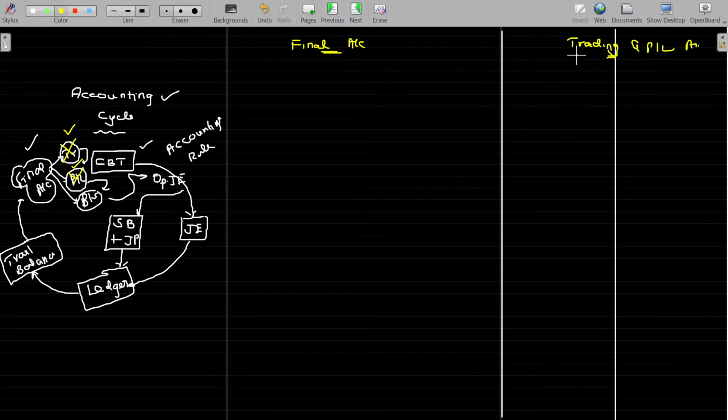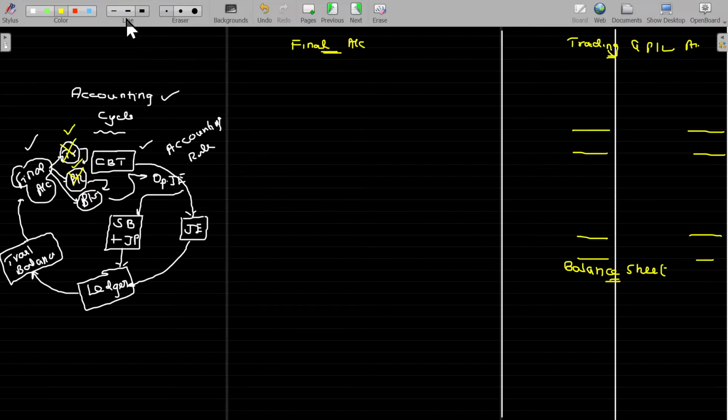While the naming may be common, we prepare the trading account separately as well as the profit and loss account separately. The first block in the trading and P&L account represents the trading account. The second block represents the profit and loss account. And then we prepare the balance sheet as on that date.